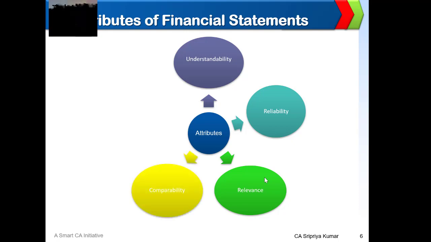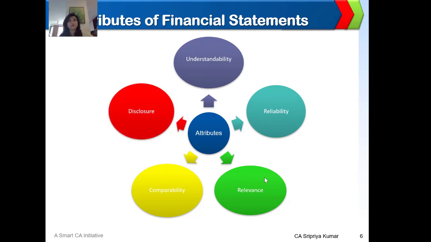Comparability. So I should prepare my financial statements in such a way that I'm able to compare across years, which is anyway provided in the financial statements. But I should also be able to compare across entities in a similar business. So comparability also needs to be ensured as a fundamental attribute. And of course, disclosure. It must tell me as a stakeholder what I need to know.